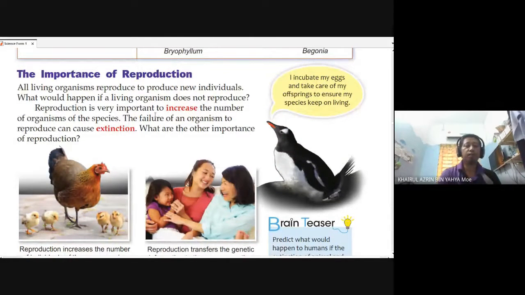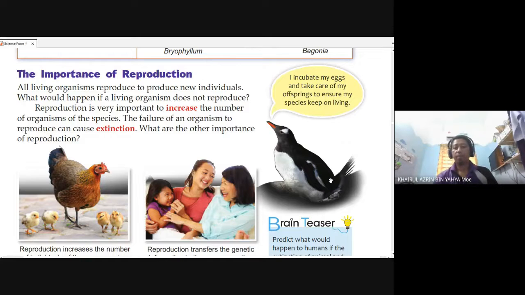What is the importance of reproduction? So all living organisms reproduce to produce new individuals. What will happen if a living organism does not reproduce? Reproduction is very important to increase the number of organisms of the species. The failure of an organism to reproduce can cause extinction. Pupus, tidak ada. Okay. What are the other importance of reproduction?